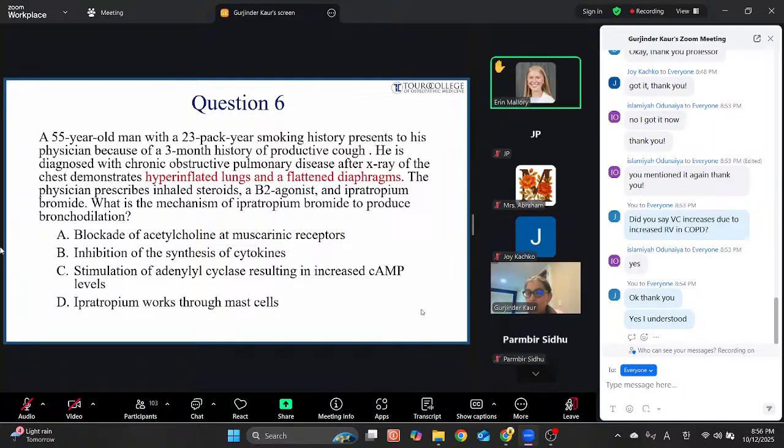I was going to say that for COPD, we have trouble exhaling. So we would have hyperinflated lungs because we can inhale really easily, but it's harder to exhale. So it looks like, as you said, we're using steroids, a beta-2 agonist, and then ipratropium is a muscarinic antagonist. So that will block acetylcholine and essentially decrease smooth muscle contraction.